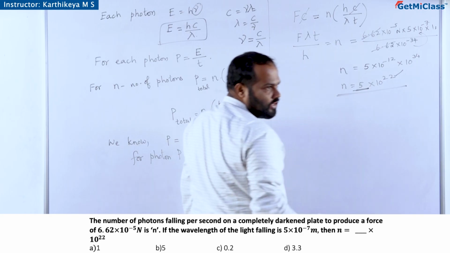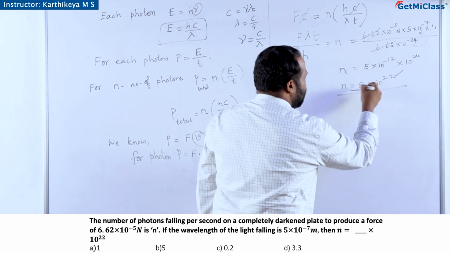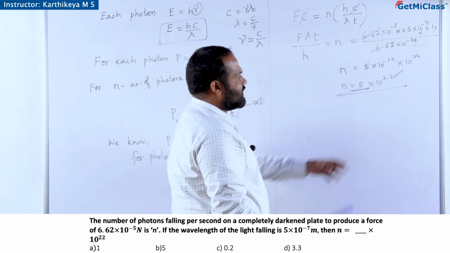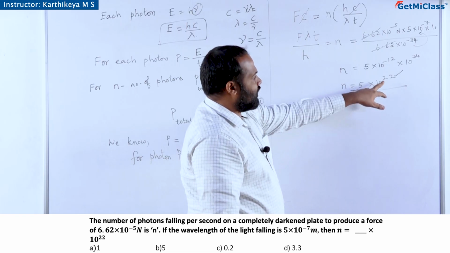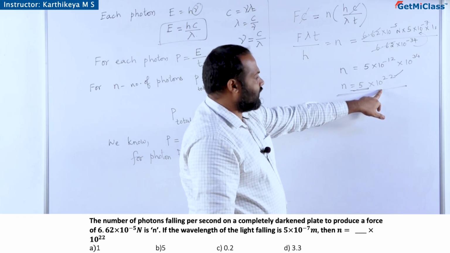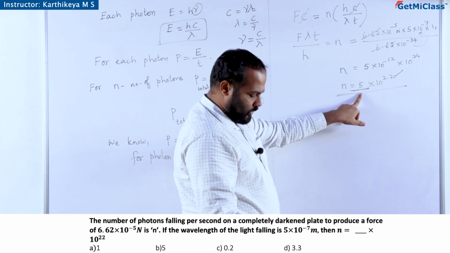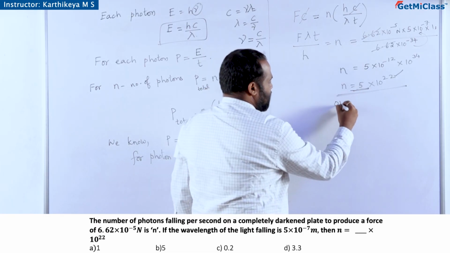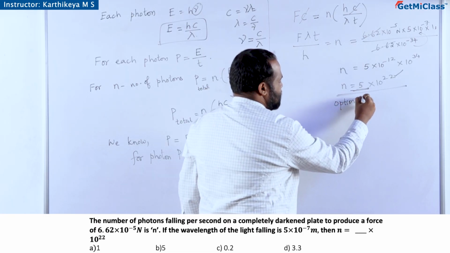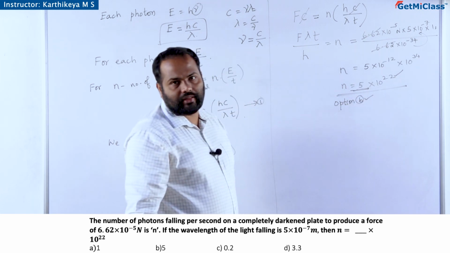But they have asked you to find this integer. This is already given to you. They have asked you to find the integer, which is a multiplier of 10^22, and its value is 5. So, option B is the correct answer.